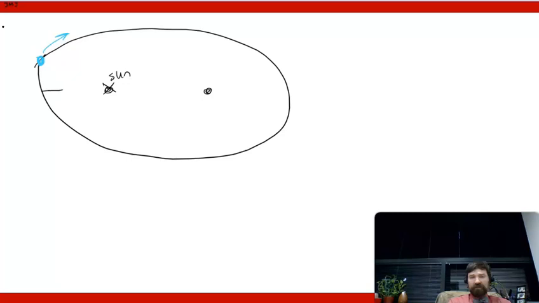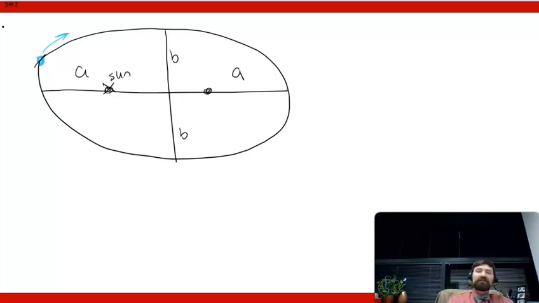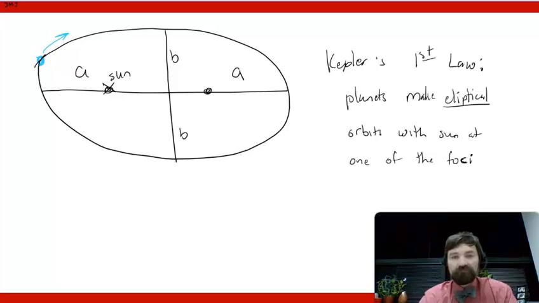And so instead of having a radius of orbit, you actually have a semi-major and semi-minor axis. So this would be axis A, this would be axis B, the minor axis. As it turns out, most of our planets, including the Earth, have orbits that are near circular, but they're not actually circular. So Kepler's first law is that the planets have elliptical orbits.